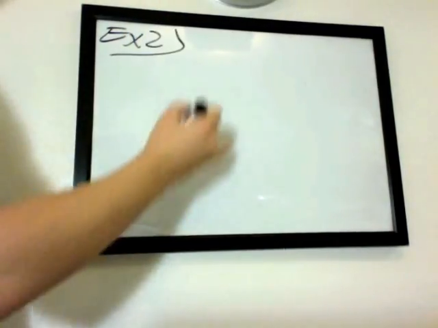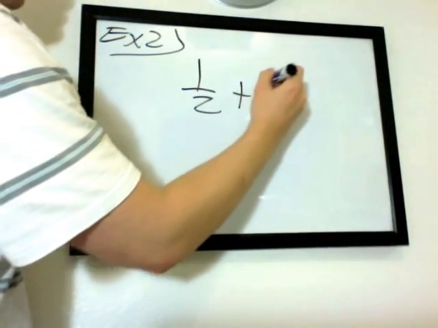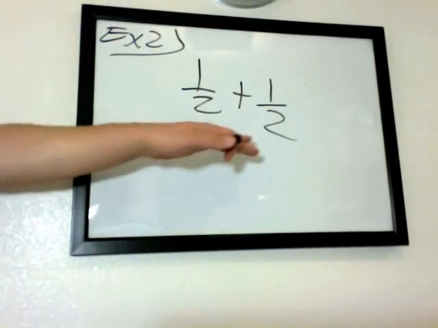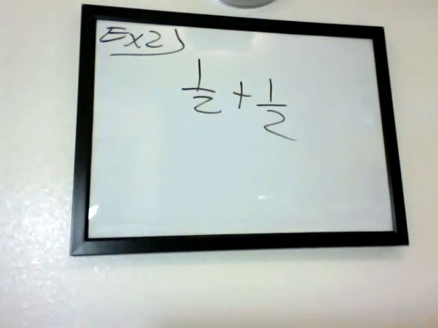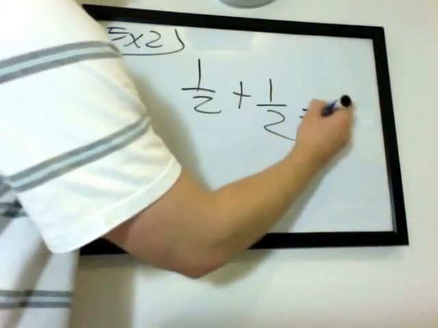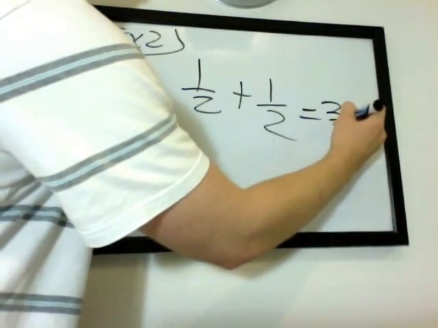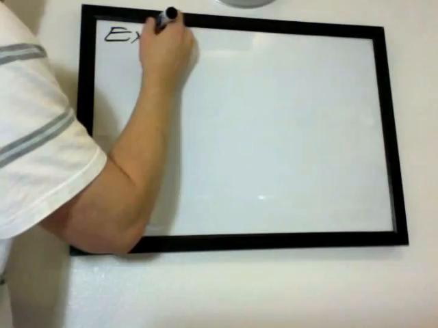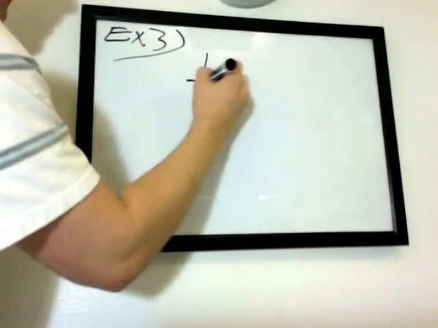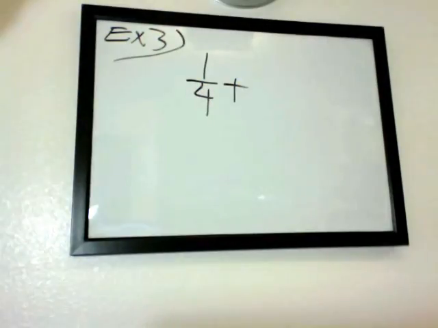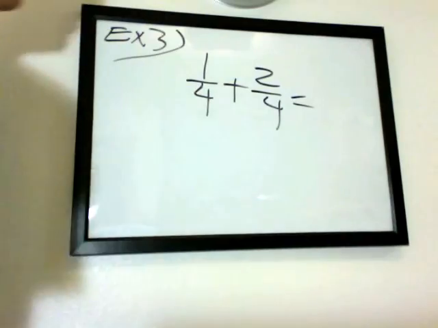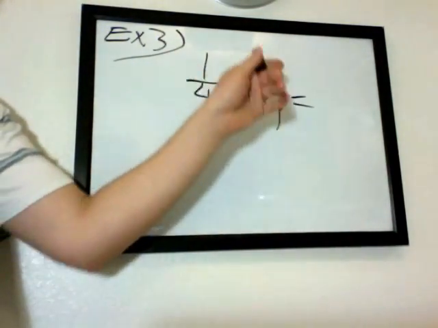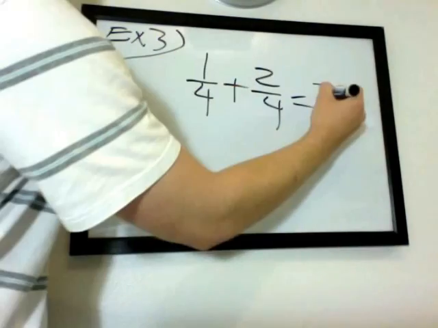Example number 2. Say we have 1/2 plus 1/2. Check to see if the denominators are the same. Yep. So you just add the tops together. 2/2. You know this is just 1. Example number 3. Let's say we have 1/4 plus 2/4. Check to see if they both have the same denominator. They do. So you just add the numerators, the top numbers, together. 3/4.